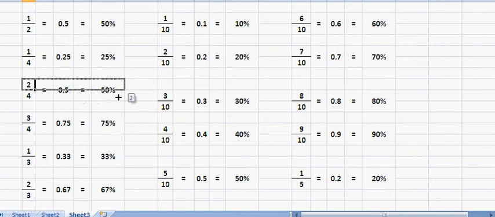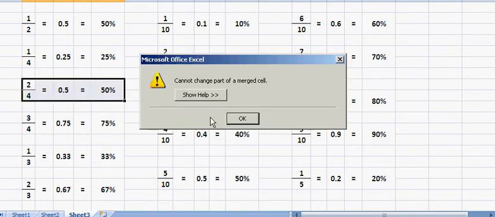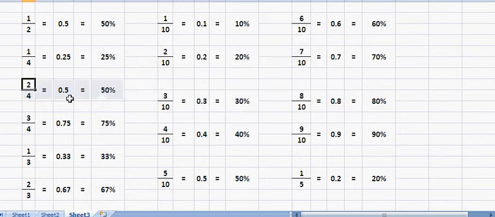2/4 is 0.5, which is 50%. It's the same as a half, because 2/4 are a half. 3/4, 0.75, 75%.